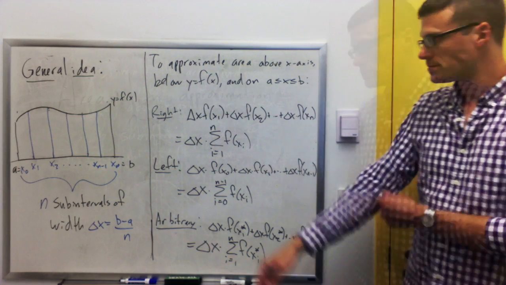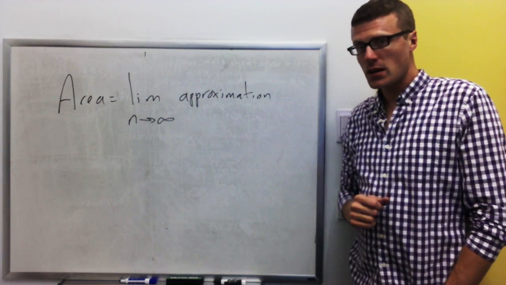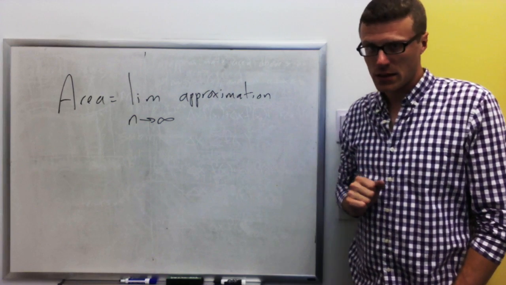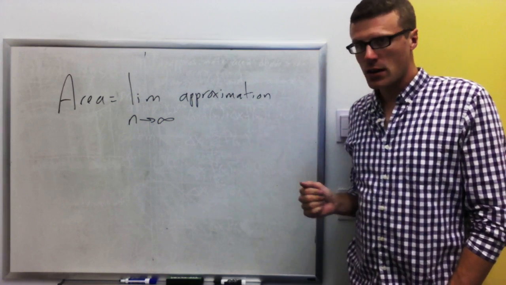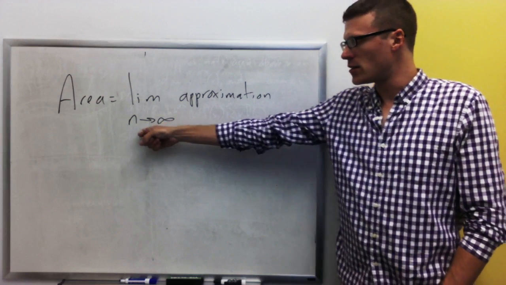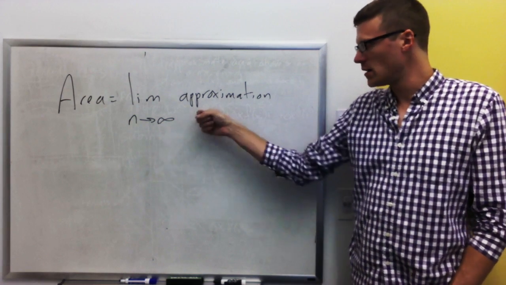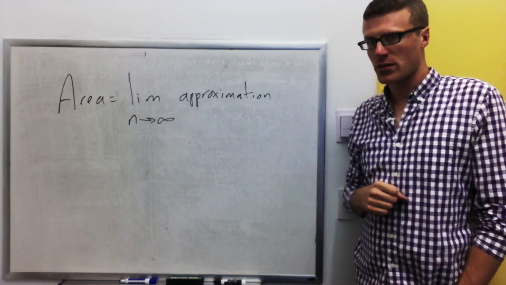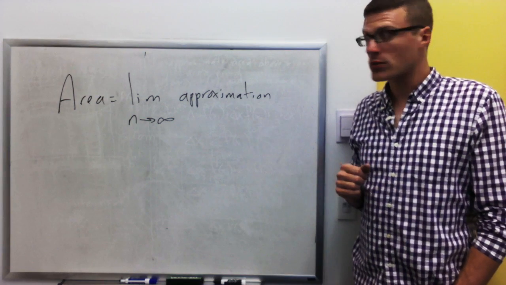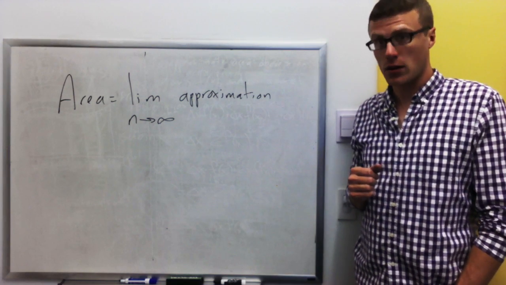This is how you do it. And the really big, broad, overreaching idea is this. The area that we're looking for is the limit as the number of subintervals goes to infinity of the approximation for that many subintervals. If the limit exists, great. That's what we want to call the area.